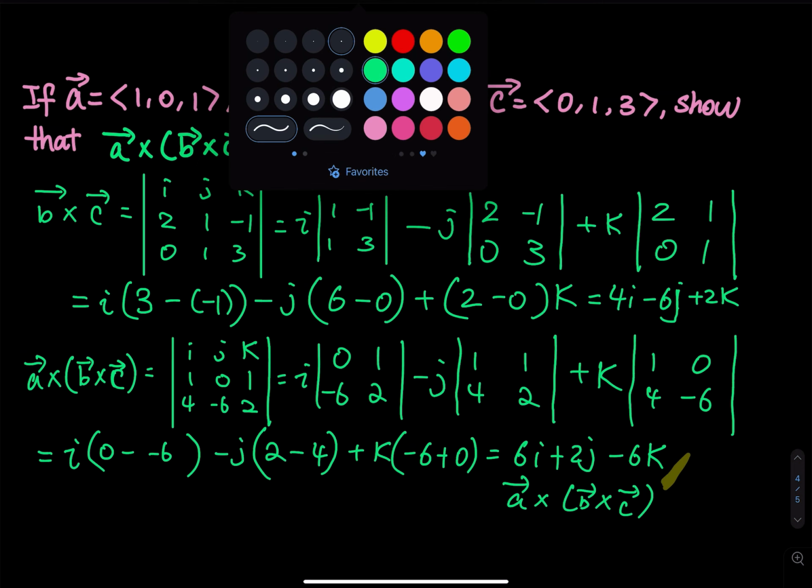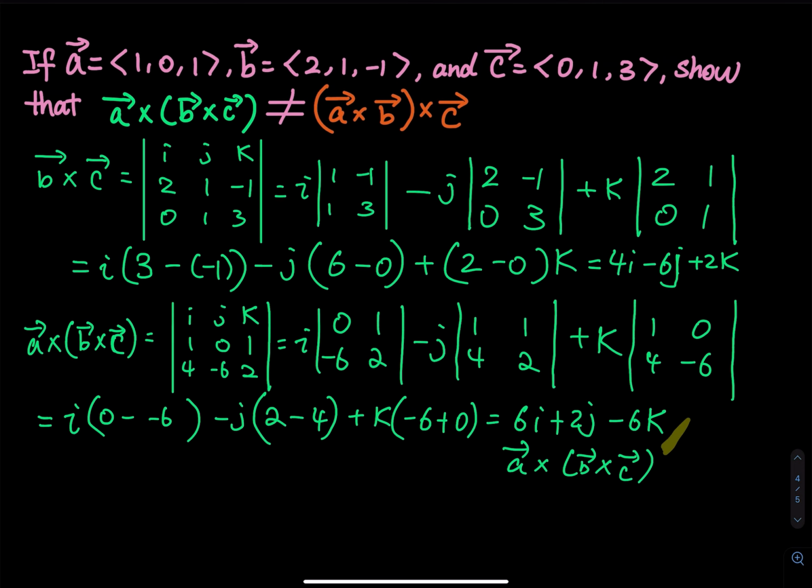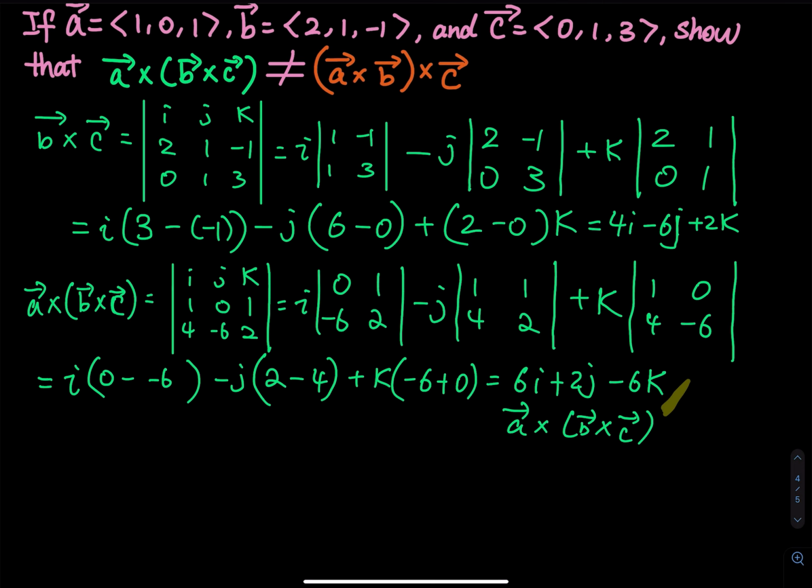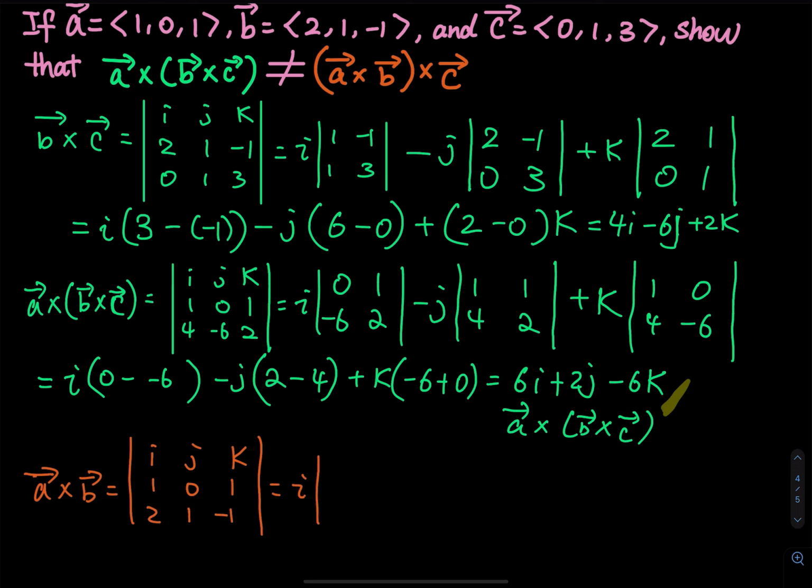So to do the orange part, I match the color first. This time we cross A and B. So we do vector A cross vector B. So what is that equal to? I, J, and K. Vector A is 1, 0, 1. Vector B is 2, 1, negative 1. And then we do the determinant. We have I minus J plus K.